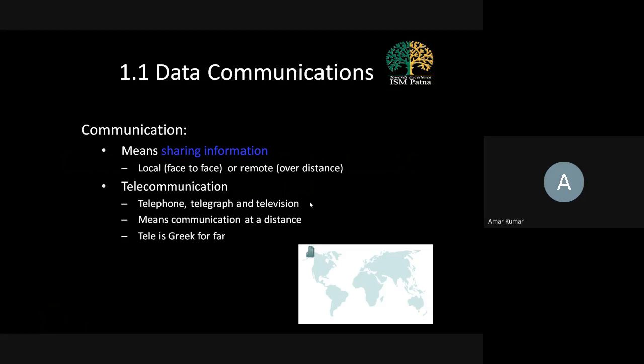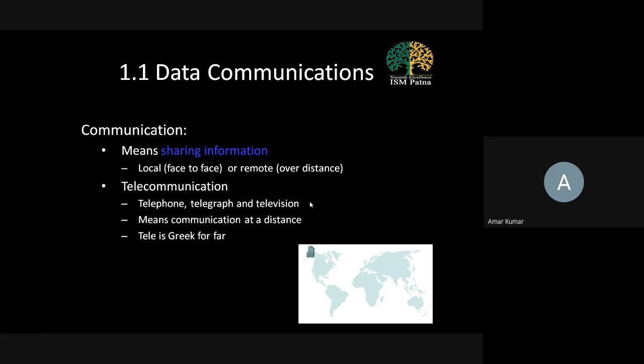Communication means sharing information. It can be locally or remotely also we can have communication, or we can share information. Local communication can be in the form of face-to-face communication, remotely over distance by your telephone, by your mobile phone. We can have sharing of information remotely.